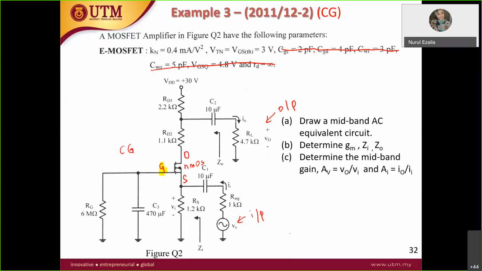Draw the mid-band AC equivalent circuit and determine GM, Z in and Z out, and determine the mid-band gain, AV, and also AI.